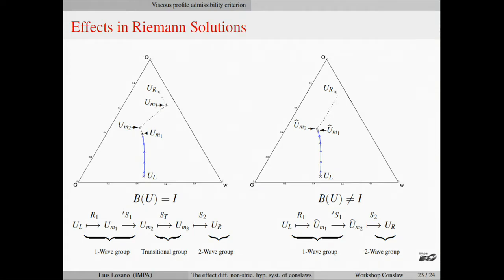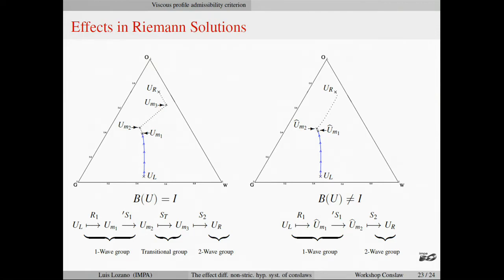This point, UN2 and UN3, is over the separatrice. It's a transitional shock that you need to jump here. You need to pass for this. This is a transitional shock, and then you use a fast shock between UN3 and UR.